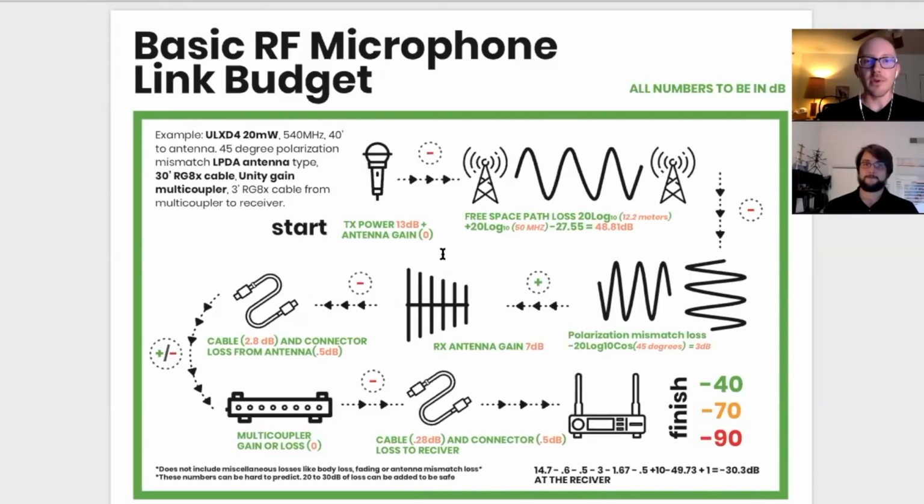And some of this stuff you can grab. So if you're using a ULXD receiver, you can use the numbers that we used in this example. Otherwise, you have to look up each one for your specific situation.